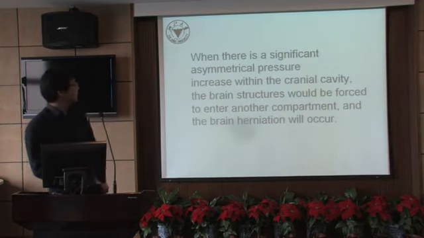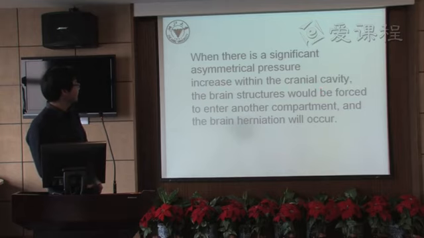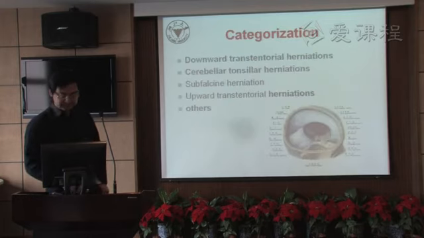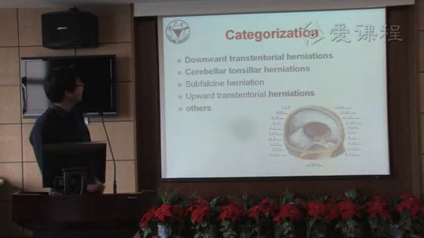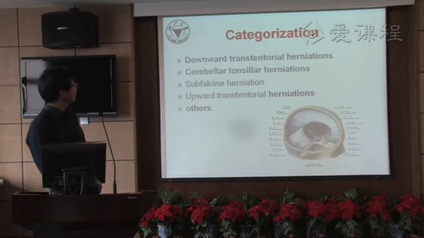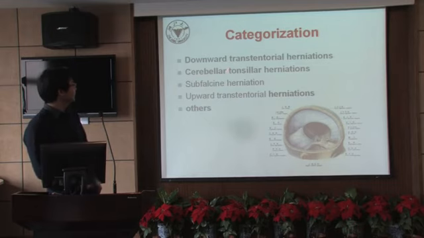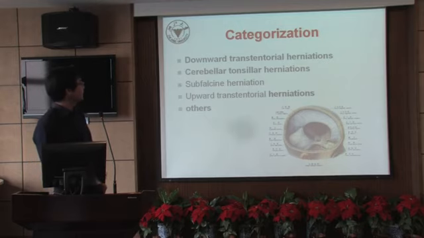So what's the definition of brain herniation? When there is a significant pressure increase within the cranial cavity, the brain structures would be forced to enter another compartment, and brain herniation will occur. So this is the definition of brain herniation. Depending on the location of herniation, we can divide it into different herniations, like downward transtentorial herniation, upward transtentorial herniation, cerebellar tonsillar herniation, and subfalcine herniation. So these four kinds of herniation depend on the location where herniation happens.